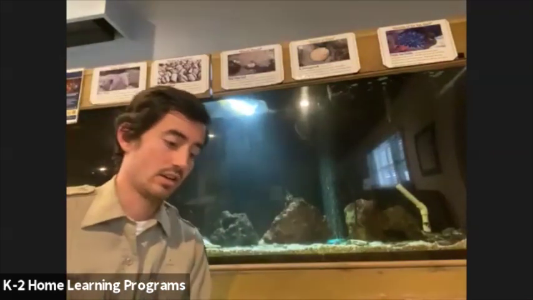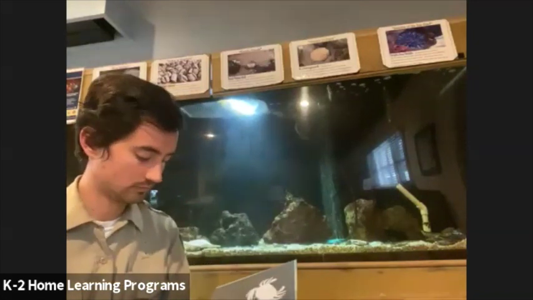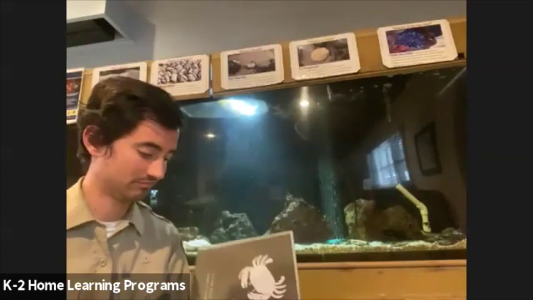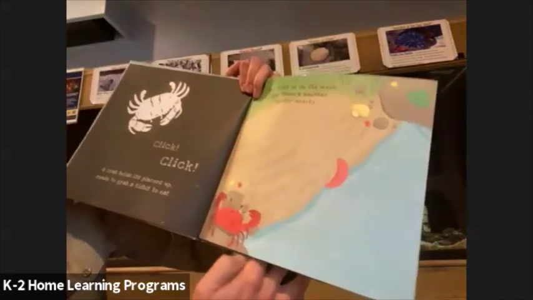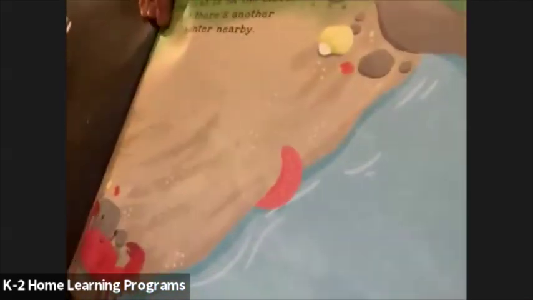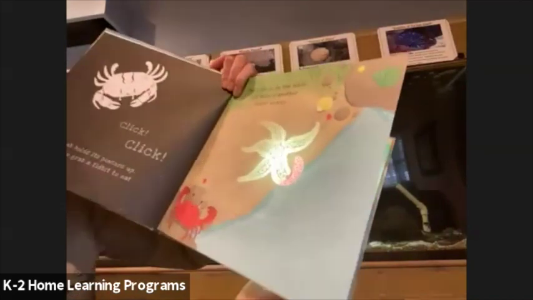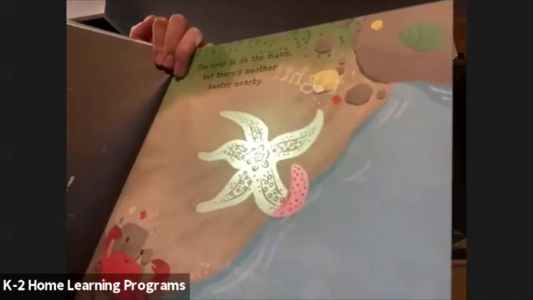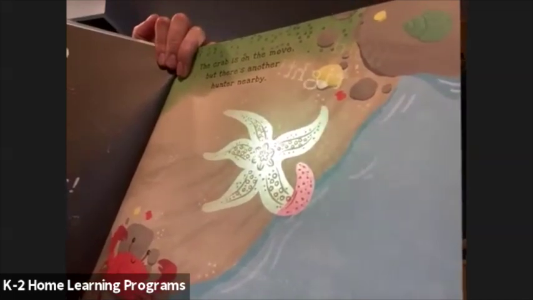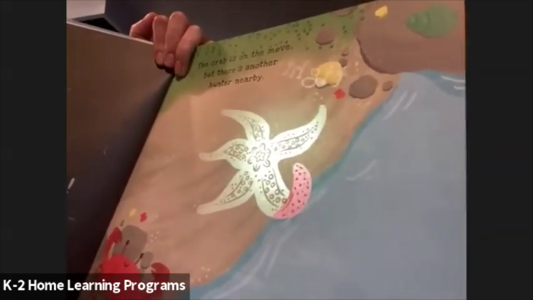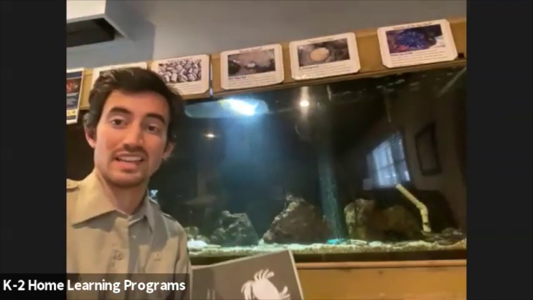All right. The crab is on the move. But there's another hunter nearby. By the way, crabs eat pretty much anything, dead or alive, when you're hungry. All right. So there's another creature. Looks like, what is that? Who could that belong to? Do you recognize what that is? If any of you have ever seen SpongeBob SquarePants, this is our friend Patrick.